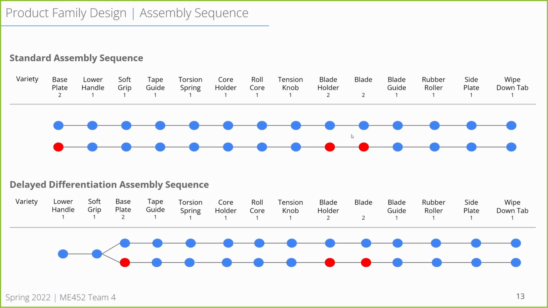So for our delayed differentiation assembly sequence, we moved our base plate to in between the soft grip and the tape guide. We did this to allow one variation only at the beginning of the assembly, but we had to put the base plate after the soft grip because we wouldn't be able to assemble the rest of the packaging tape dispenser.